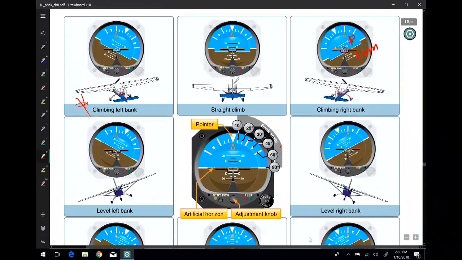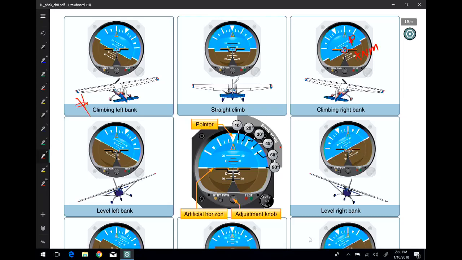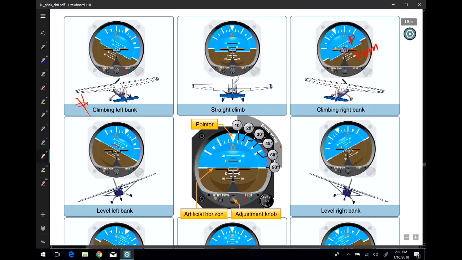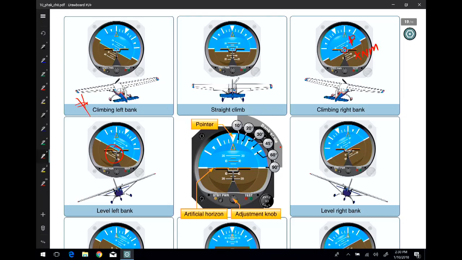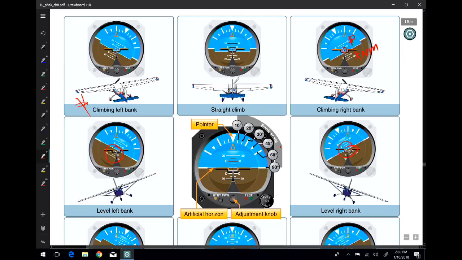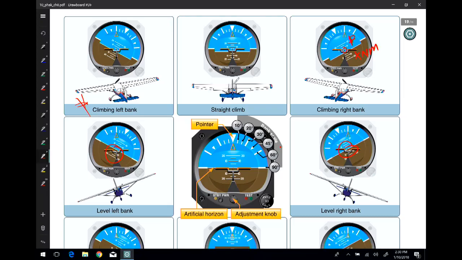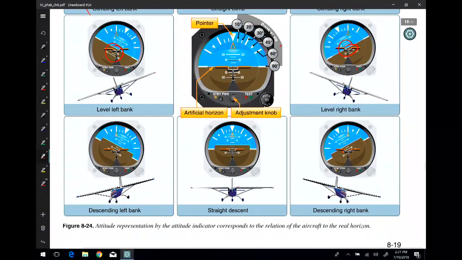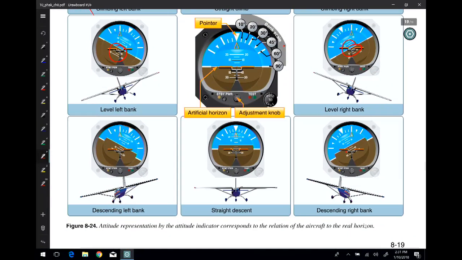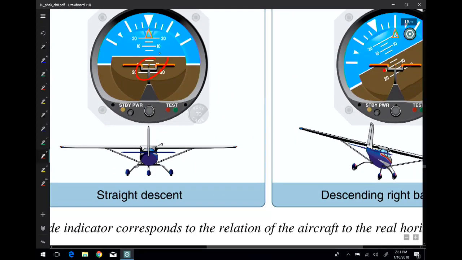Let's look here. Here's what it looks like when you're making a level bank. And again, all of these are going to be at 30 degrees, so no surprise there. So now we notice here that we have our airplane with that nose right there on that artificial horizon line. Same thing here on making the right level bank. Now if we're descending and making descending banks, we expect to have our nose down somewhere here in New Mexico. In this case, we have about 10 degrees nose down pitch attitude. Okay?